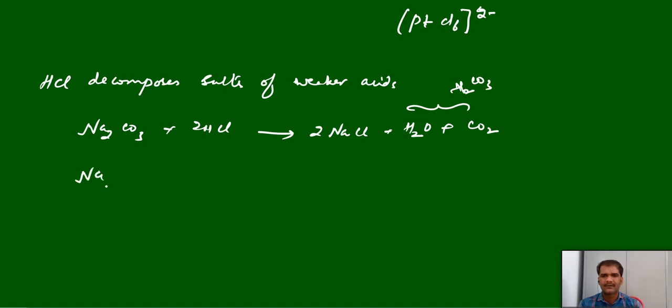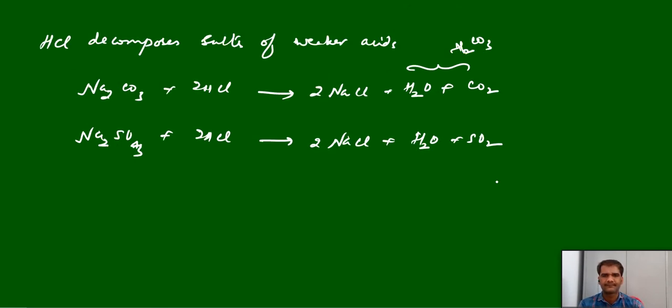Similarly, sodium sulfite, a salt of strong base and weak acid. HCl can give sodium chloride, and we will get water and sulfur dioxide. These are the few other reactions of HCl. Mainly you have to concentrate on the aqua regia part.